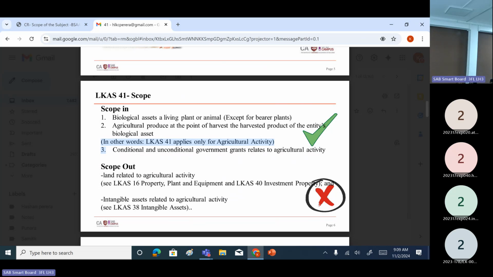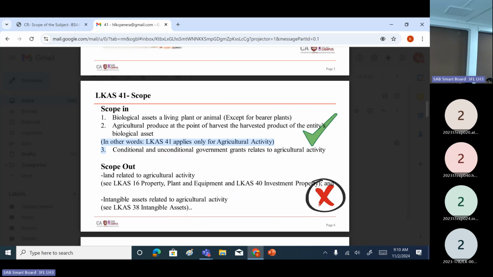Living plant and animal. We want to account for living plants and animals. We can easily use this standard, but not for all living plants and animals. Right? It should be an asset. You have to control that asset. Otherwise, it's not an asset for you. That's the basic understanding. What do you mean by that? A living plant and animal which is controlled by your entity is a biological asset. Biological asset is a living plant and animal.